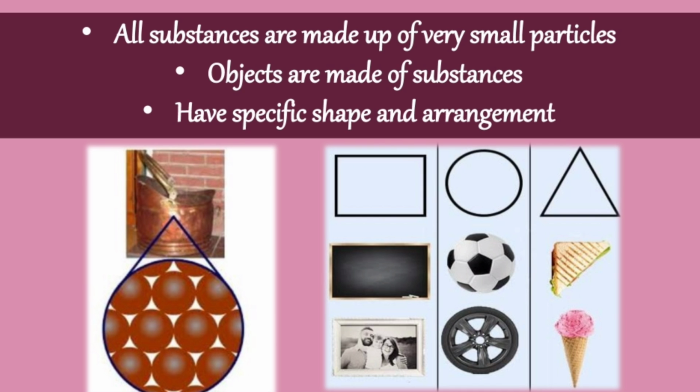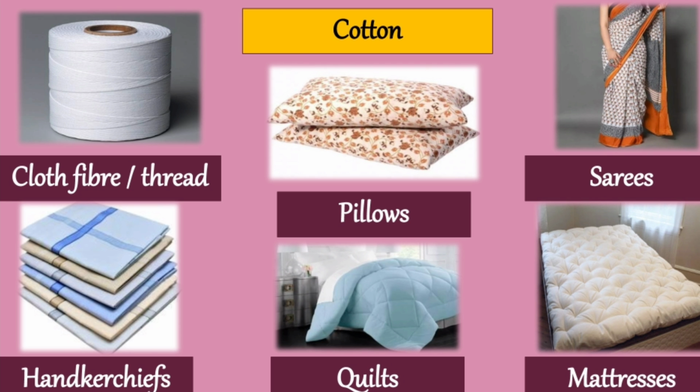Let us study some more examples. The first example we will take is cotton. It is used to make cloth fiber or cloth thread. It is also used to make pillows. It is used to make saris. Cotton is used to make handkerchiefs. It is also used to make quilts. It is also used to make mattresses. Okay, so from cotton, that is one substance or one material, we can make so many things.